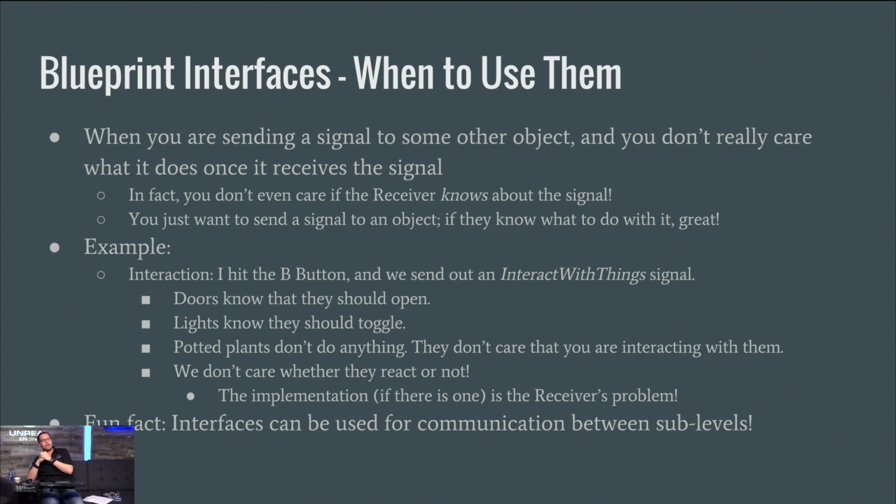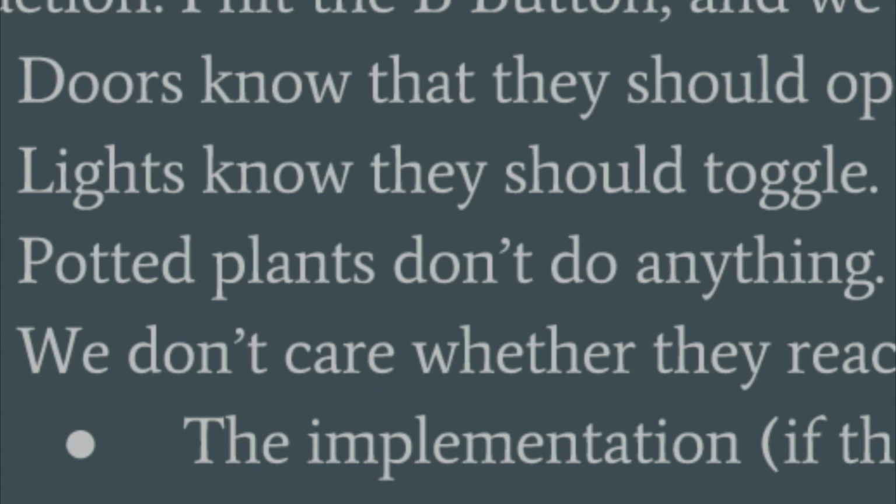Here's an example in terms of games. I have an interaction. I'm going to hit the B button, and then we send out an interact with things signal. Doors magically know that they should open. Lights know that they should toggle on and off. Potted plants don't know anything, and they don't do anything, so they're not going to care that you're interacting with them. So in that case, we would implement the interface on the door, we would implement it on the light, we would not implement anything on the plant, and therefore nothing would happen. The point is the implementation, whatever happens, if it's a door opening or a light toggling, that's the receiver's problem, and you as the sender, you don't even care.